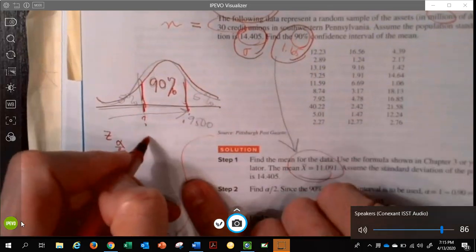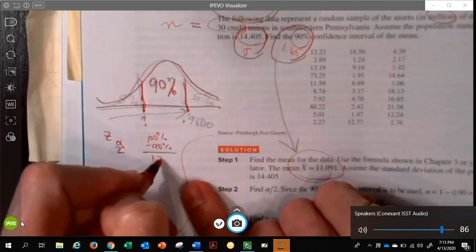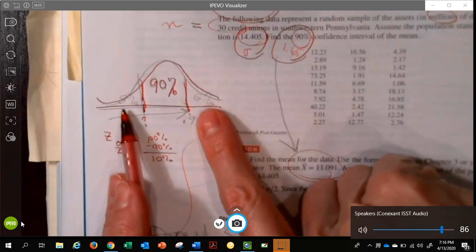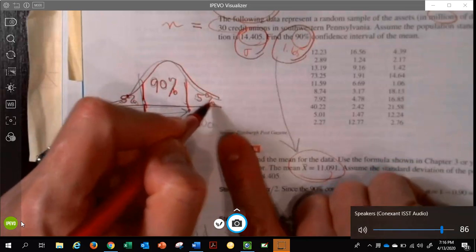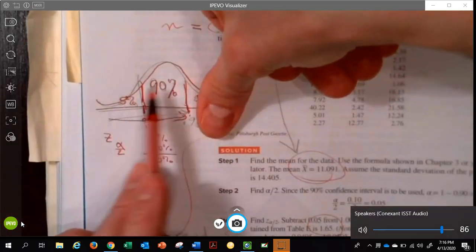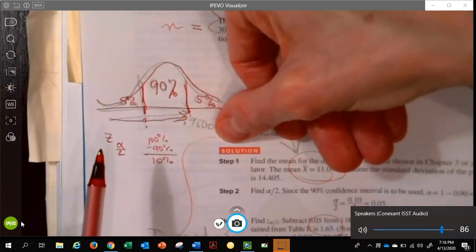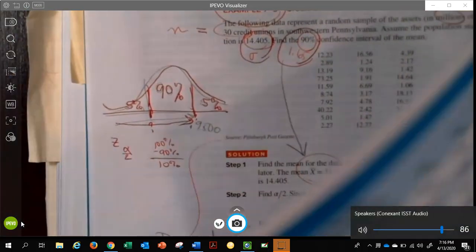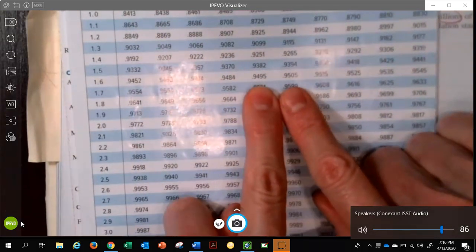90% when taken away from 100% leaves us with 10%. But that 10% is to be shared between the two tails. So one side is 5% and the other is 5%. And I told y'all I like to go ahead and go at it this route. Then I got a 90 and a 5, which is a 0.95. It's 95%. But I go ahead and throw in the extra two zeros so that when I go to my chart, my 0.95 falls right here.